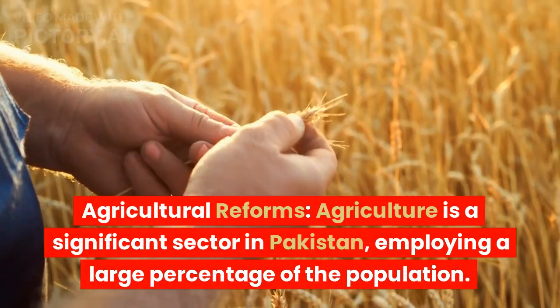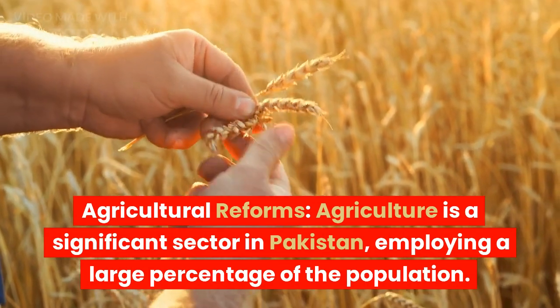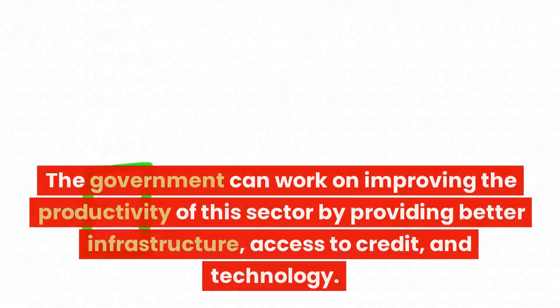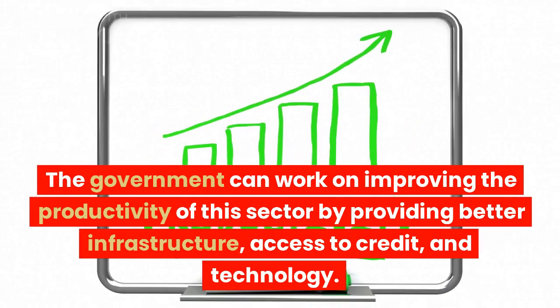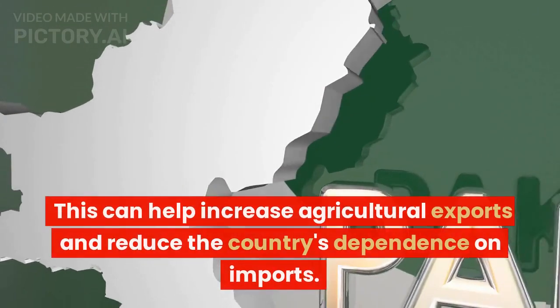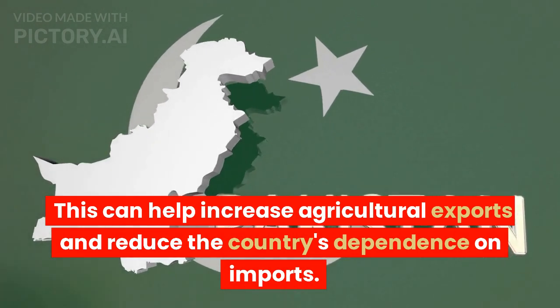Agricultural reforms. Agriculture is a significant sector in Pakistan, employing a large percentage of the population. The government can work on improving the productivity of this sector by providing better infrastructure, access to credit, and technology. This can help increase agricultural exports and reduce the country's dependence on imports.